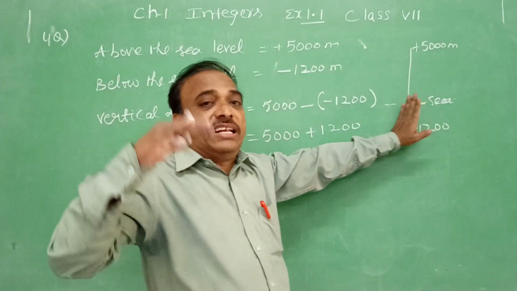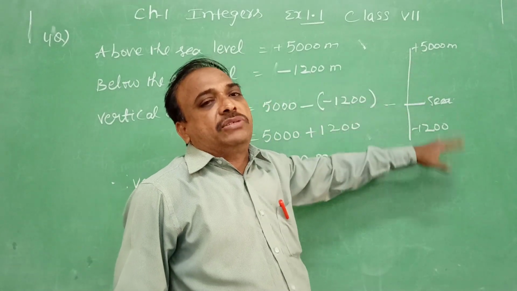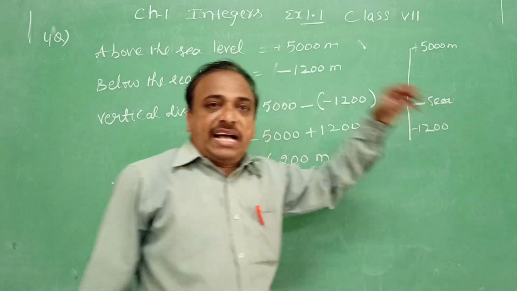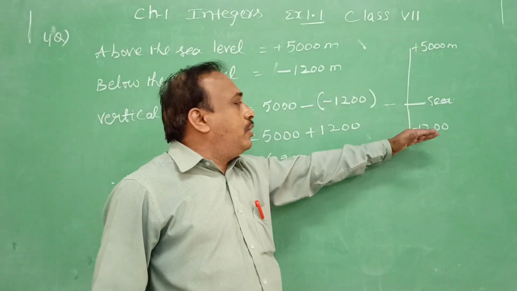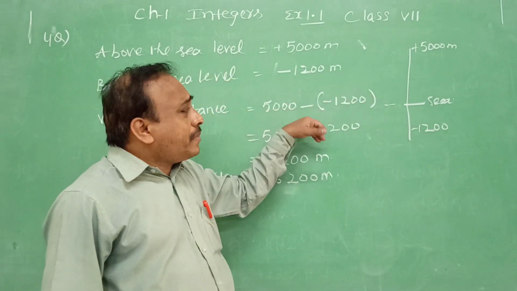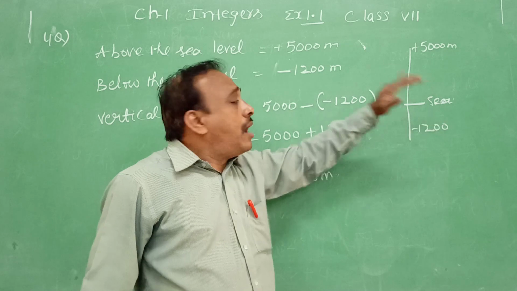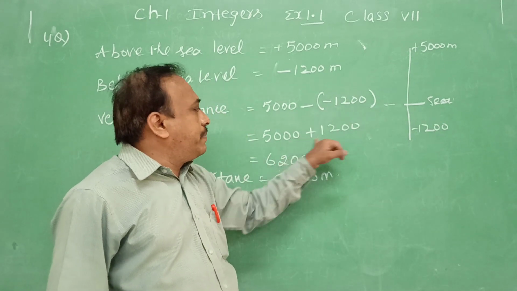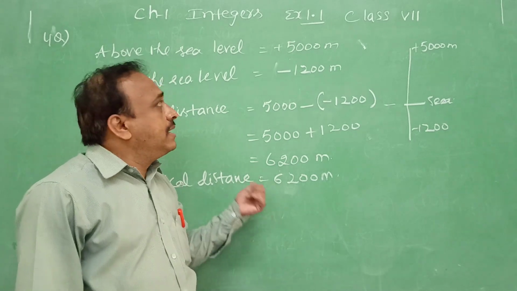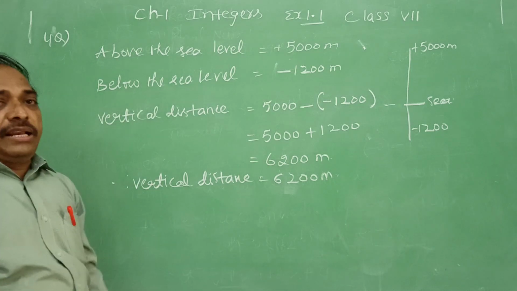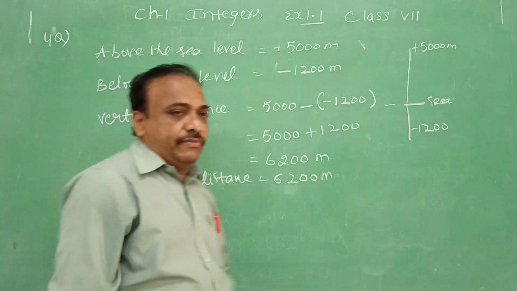Vertical distance, you can also think of it in another way: distance means we just count from here to here. So 5000 plus 1200 is 6200. But as we are representing with the minus and plus integers topic, it is plus 5000 and below minus 1200. When we are coming down, we have to find minus of minus 1200. So 5000 plus 1200 will give you 6200 meters. This is question number 4, the vertical distance between above the sea level and below the sea level.